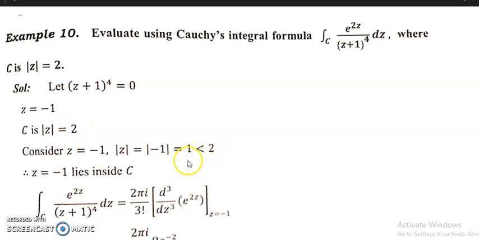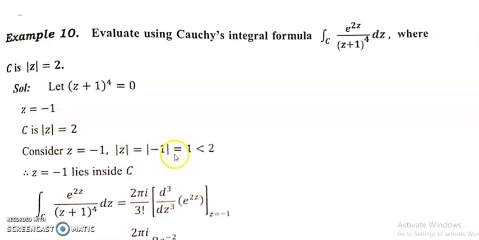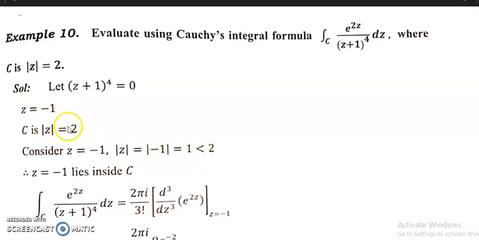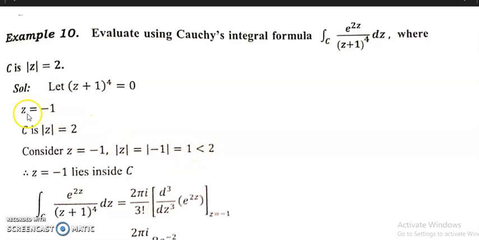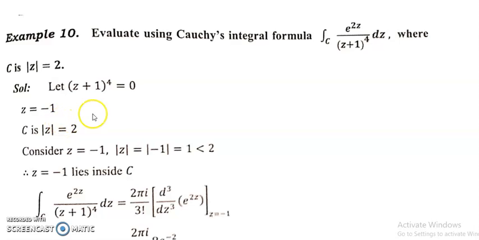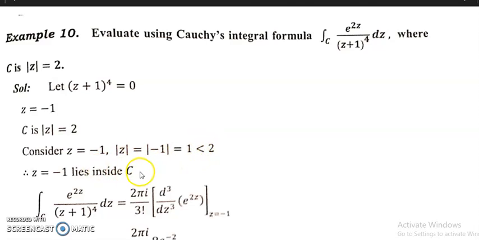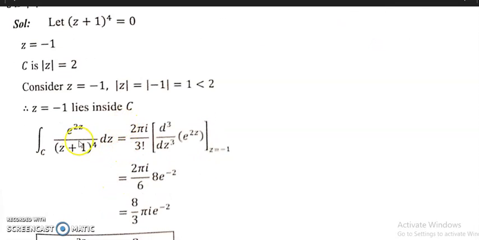In the previous example we learned this: you can substitute the z value in the circle condition, and if the resulting value is less than the radius 2, then the given z value lies inside the curve C. So here also, after substituting z as minus 1, this point lies inside C. Okay, so now we take this and apply the formula.